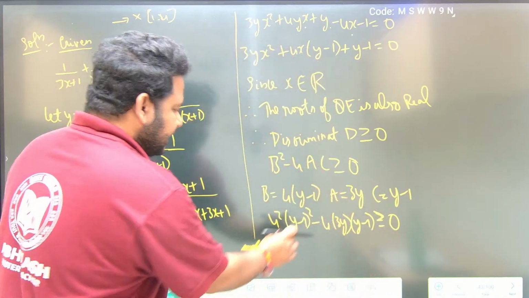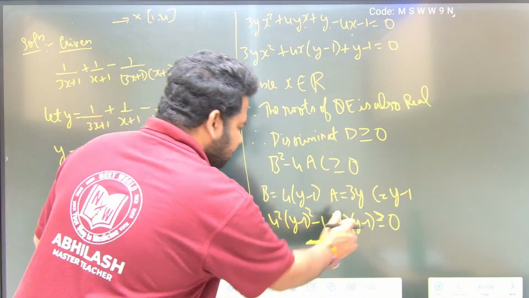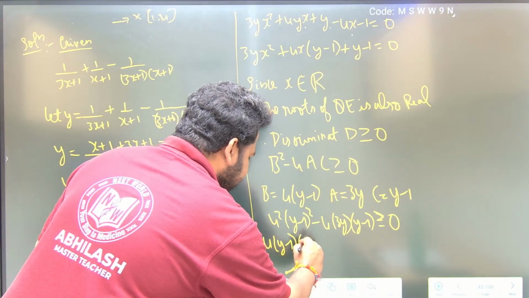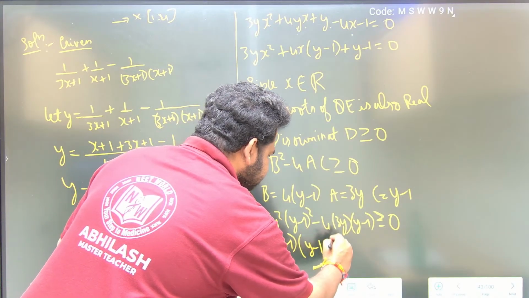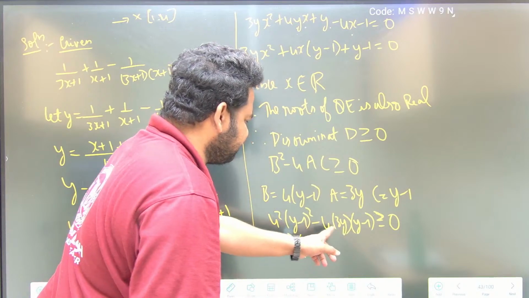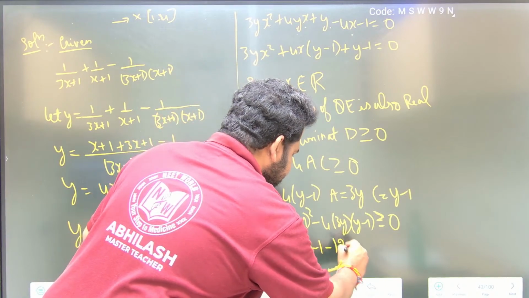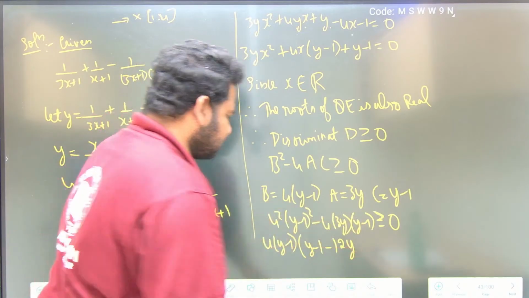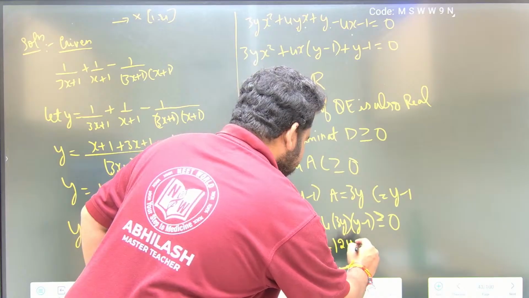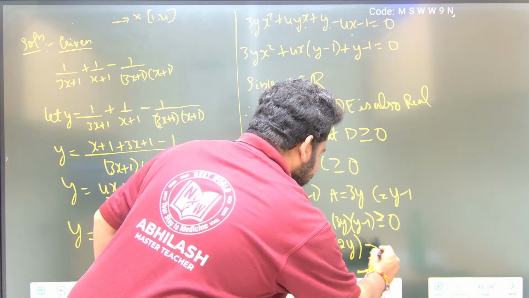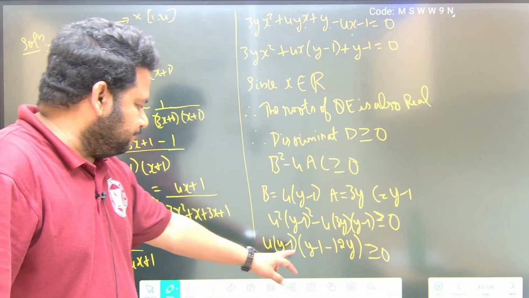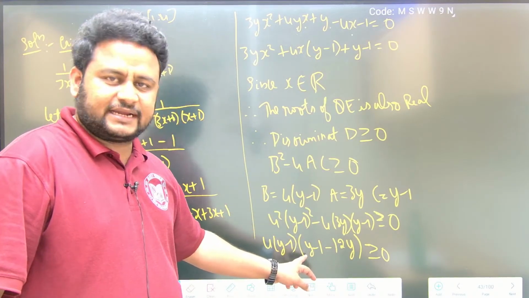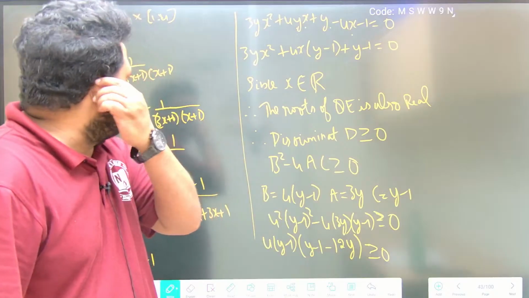Now see here, I can take y minus 1 and 4 common. So 4 into y minus 1, if I take common, I will have what here? y minus 1 minus, 4 3s are 12y, because y minus 1 is gone out. This is what I will be having, greater than or equal to 0. Now y minus 12y, this is 11y minus 1, correct?